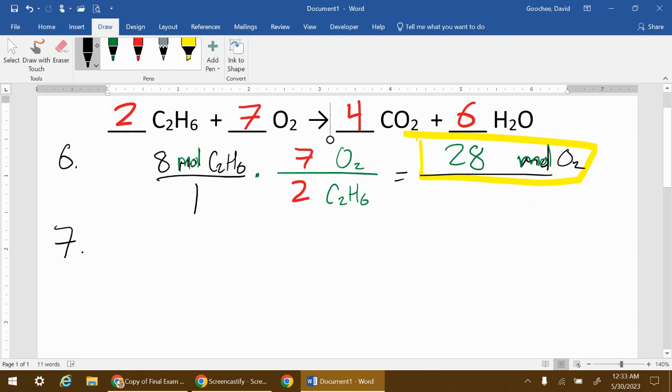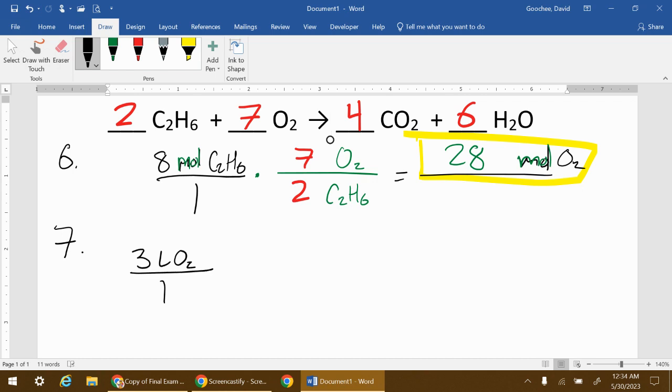If you had 3 liters of oxygen, how many liters of carbon dioxide would you make in the above reaction? So I'm going to move this down a little bit. So you've got 3 liters of O2. All right, now we've got a problem here.